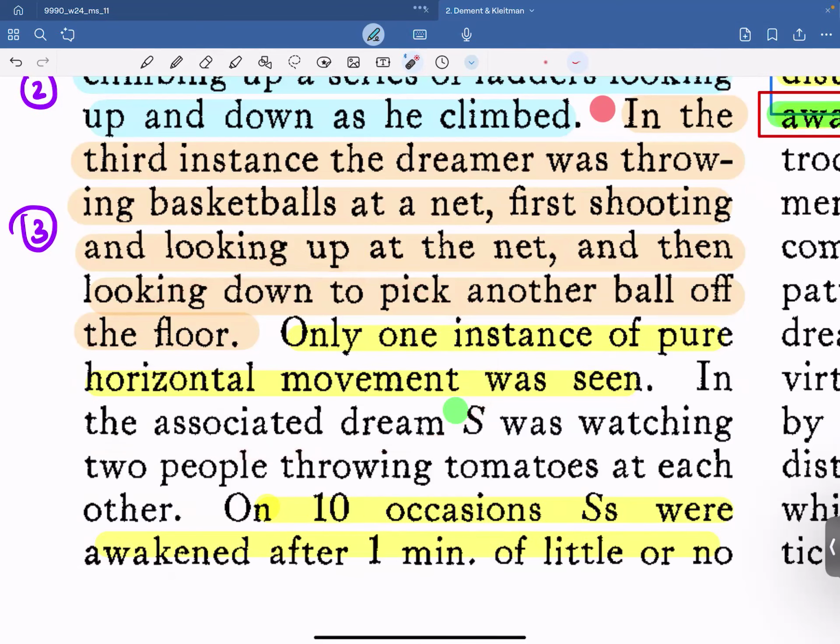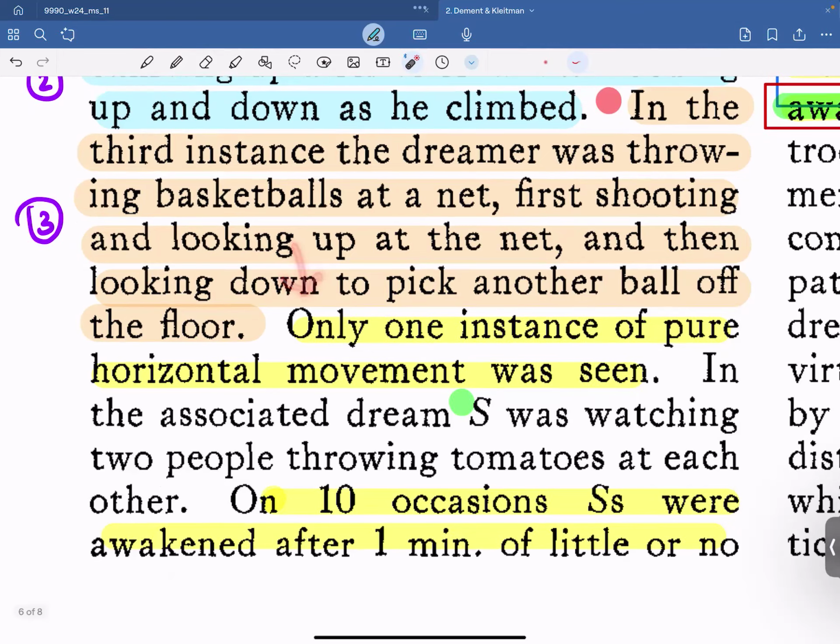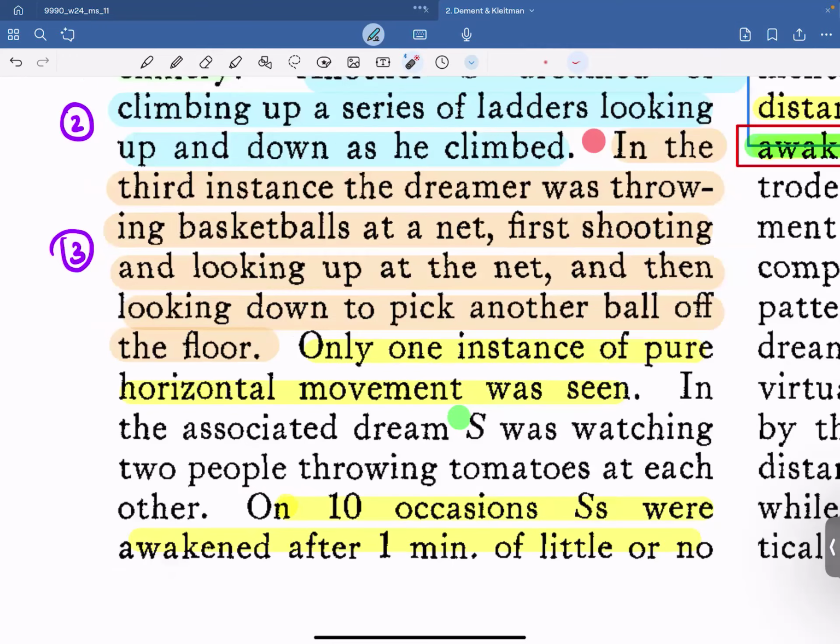There's a possibility you might end up getting a question in your CIs where you are asked by the examiner to write down about the one dream that was reported by the participant when he could recall when he was experiencing a horizontal eye movement. So only one instance of pure horizontal movement was seen. In the associated dream, the subject was watching 2 people throwing tomatoes at each other. Number 3, on 10 occasions, subjects were awakened after 1 minute of little or no eye movement.